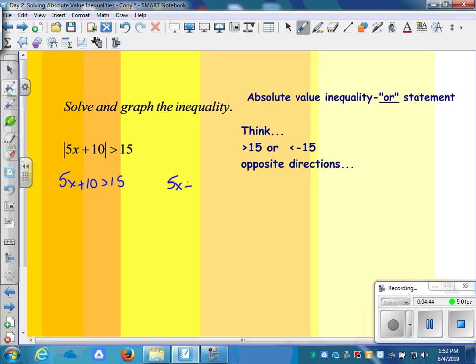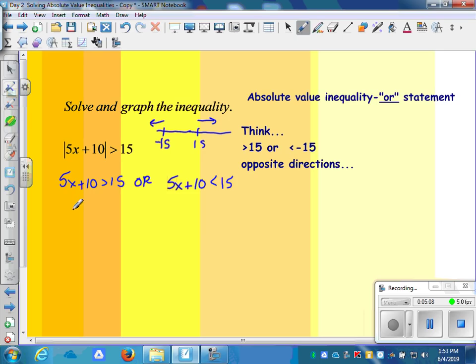And keep in mind that you're changing the 15 to a negative, and you're flipping the inequality as well. When I think about a number line, greater than 15 is larger and to the right, and less than negative 15 is going to the left from negative 15. So you can see that the solutions are in opposite directions. So that means that this is an OR statement.